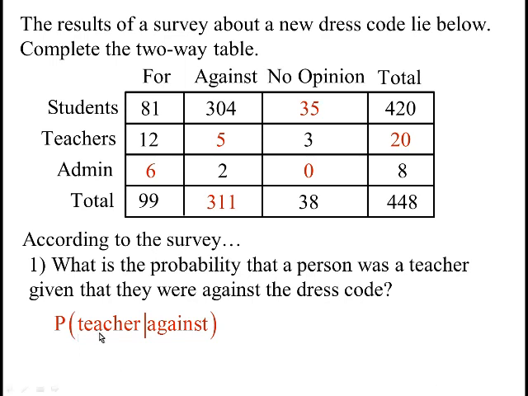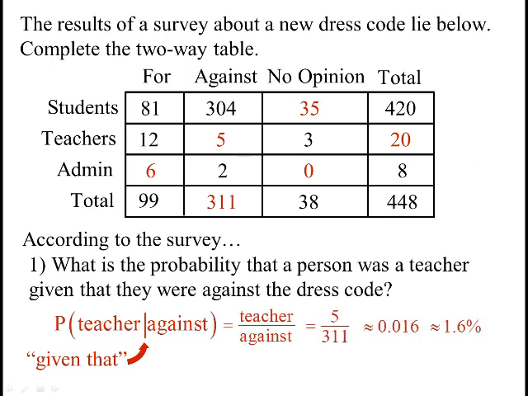The probability they were a teacher given they were against the dress code. This vertical line here means "given that." So we're just looking at people that were against the dress code and how many of them were teachers. So teachers divided by number of people against the dress code, 1.6%.